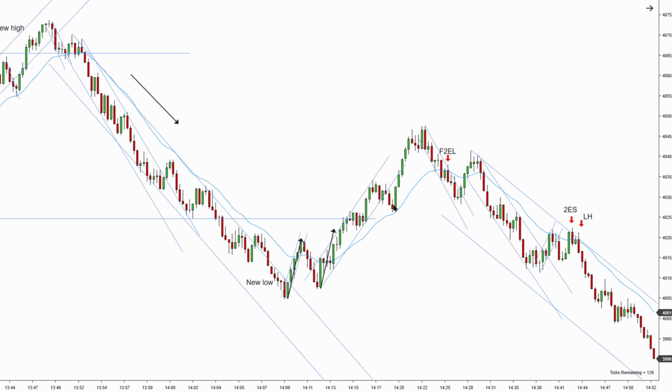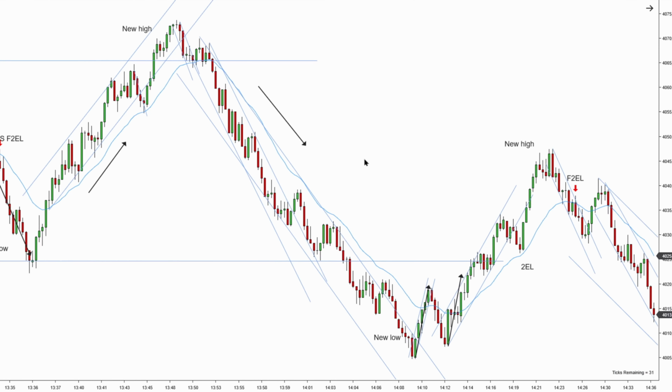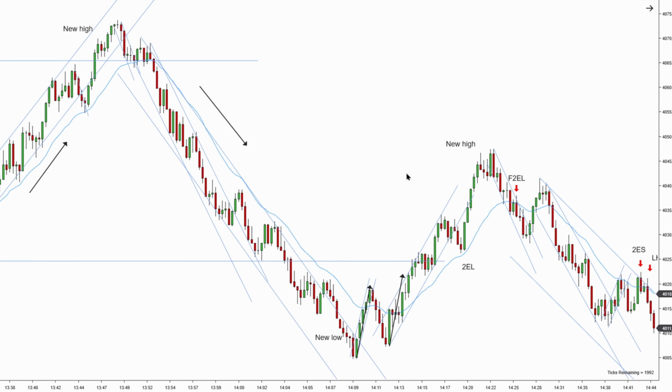Two-leg pullback, second entry long, but the signal bar was bearish. You can't go long. New high for the uptrend. And if you take a look at the trend range, you only made it barely to the middle, and this was a very strong push down. If I take a look at the structure like this, this was a very strong bearish downtrend, and you didn't manage to go back to the top of the trading range because the failed breakout was deep.